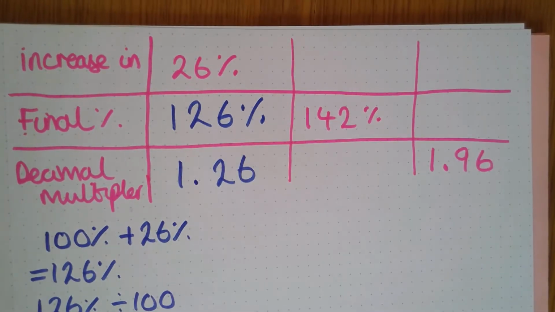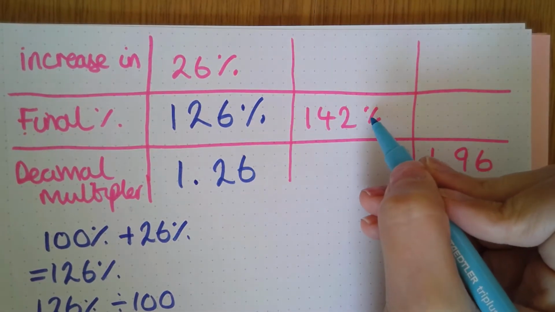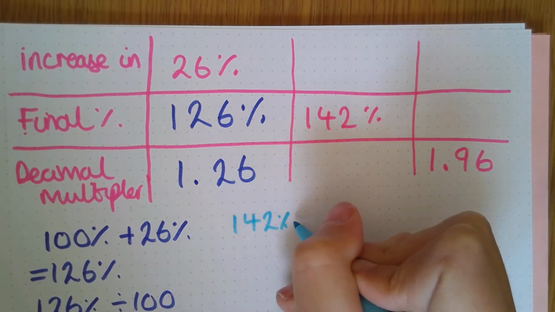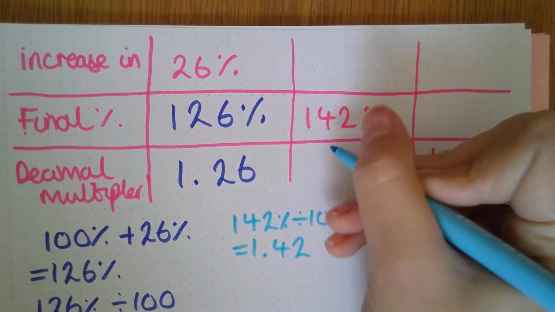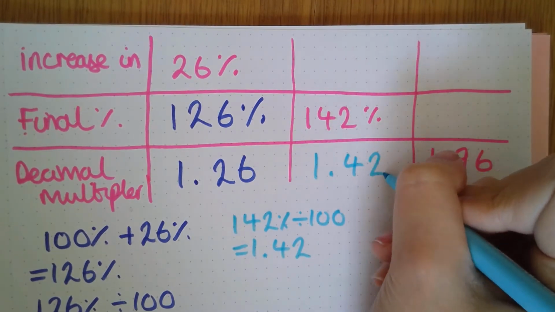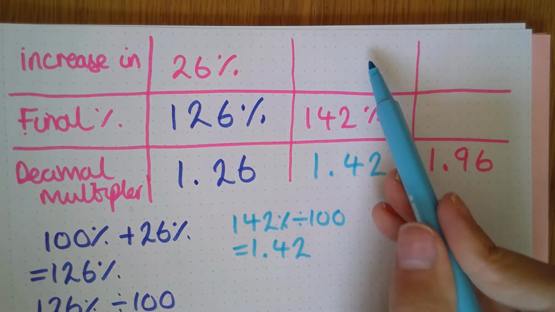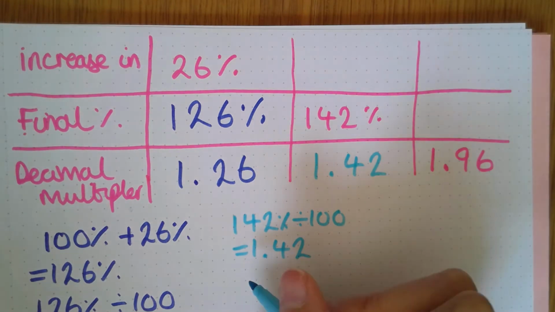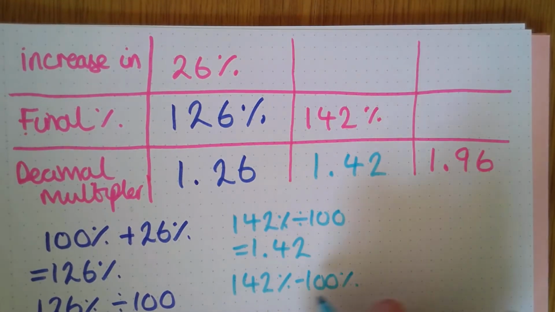Okay, the next column, so to get from our final percentage to our multiplier, we divide by 100, so 142% divided by 100 is 1.42. So we know our multiplier. And what must I have added to 100 to get to 142? So it's quite clear we added 42 on, but we can do 142%, take away 100%, which gives us 42%.